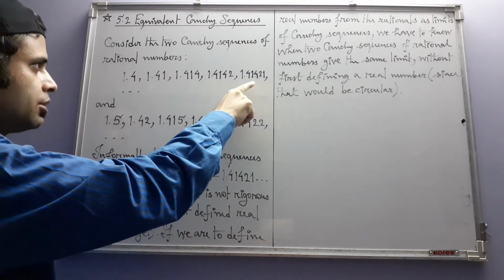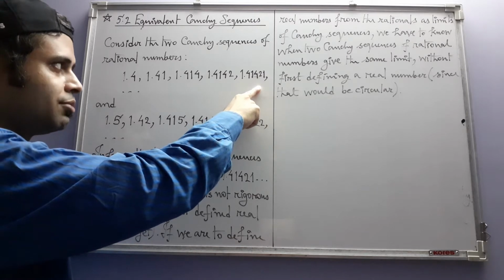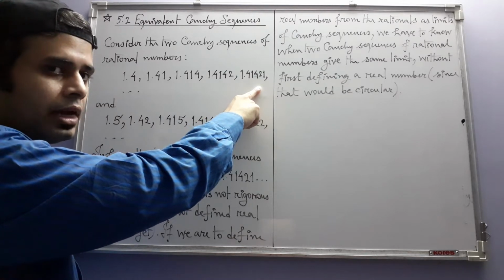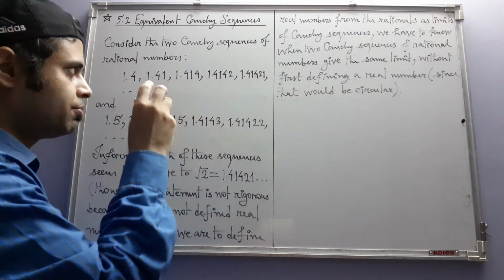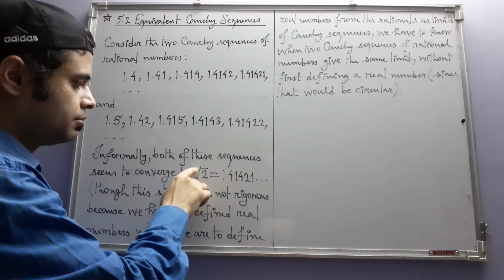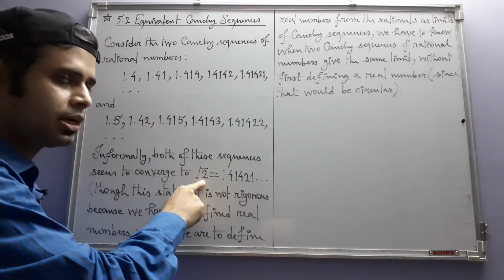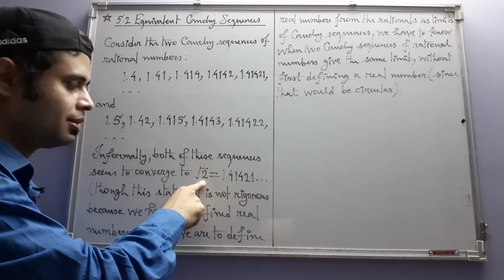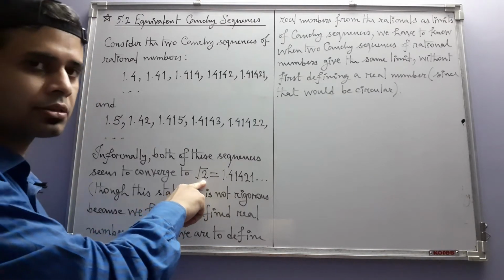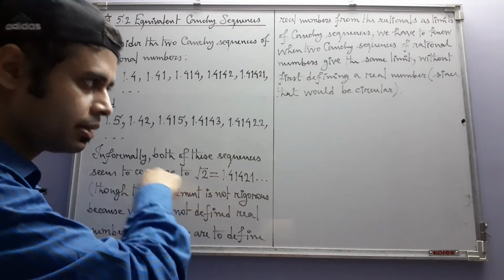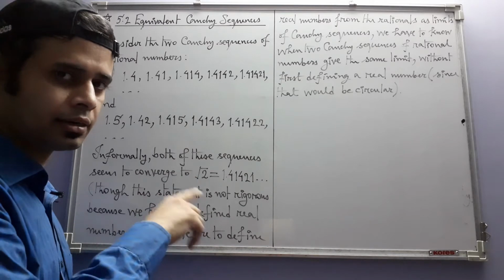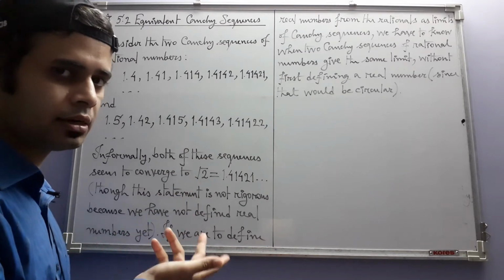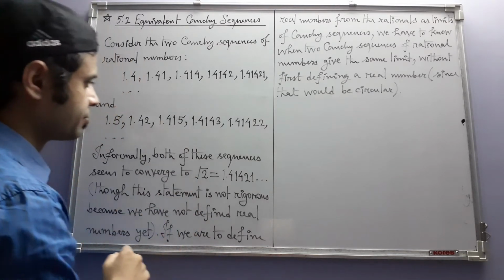One is this sequence with which we are familiar. We have seen it at least twice by now. It is supposed to converge to the number square root of 2. We already somewhat know what square root of 2 is. It's an irrational number. It's the length of the hypotenuse of a right angle triangle, two of whose sides are of length 1.